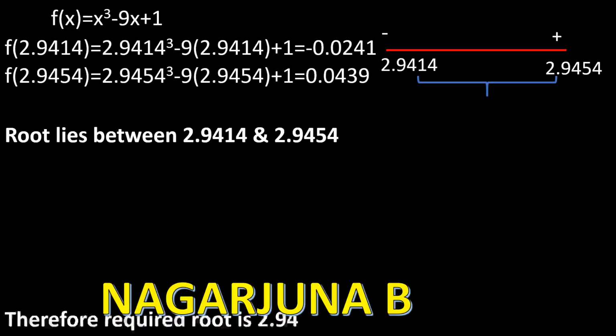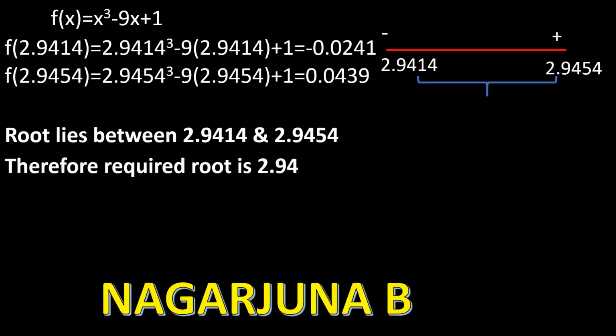Therefore, the required root, which is an approximate root, is 2.94, correct to 2 decimal places, for the given equation x cubed minus 9x plus 1 equal to 0 in the interval (2, 4). Therefore, the required root is 2.94, which is correct to 2 decimal places for the given equation.